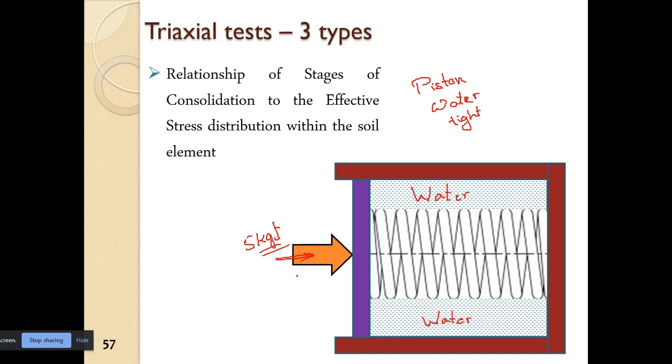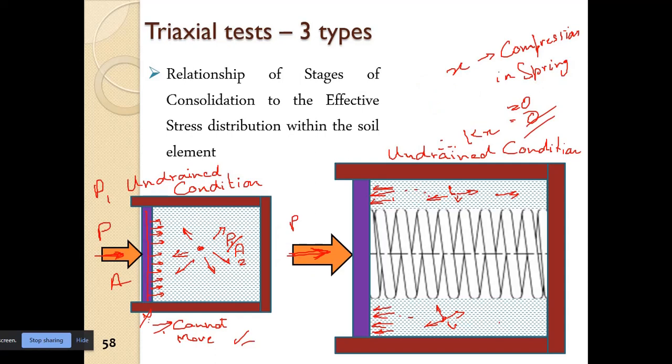So what will happen when we apply a force? That force will be taken up by the water, because as we can see in the undrained condition, whatever pressure is being applied is taken up by the water. Though there is a small amount of volume change, we can consider it negligible. We assume the water to be incompressible, and therefore since it cannot be compressed, the spring is not getting compressed. Whatever the length of the spring, it remains the same.